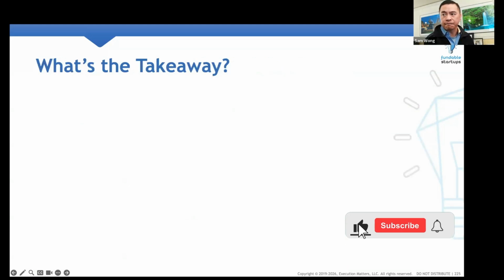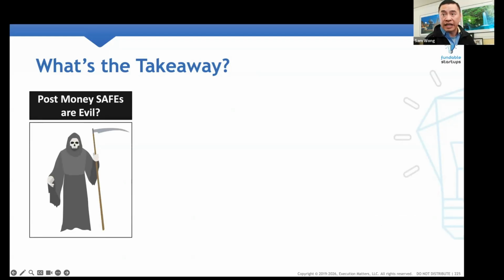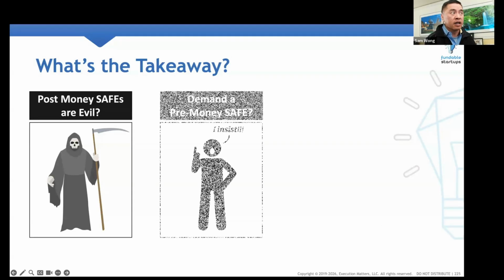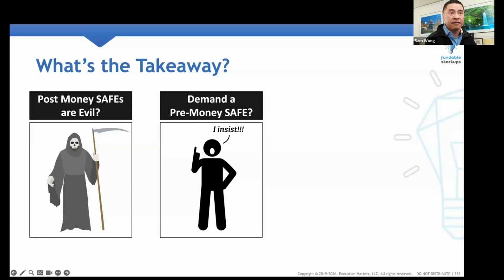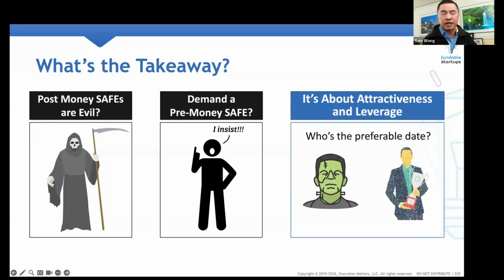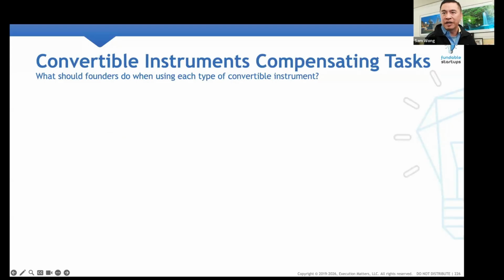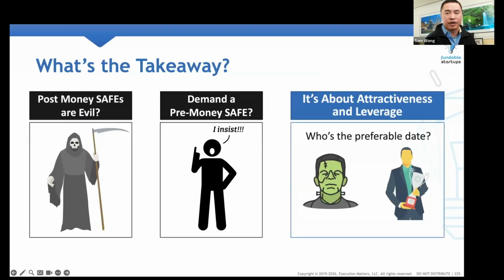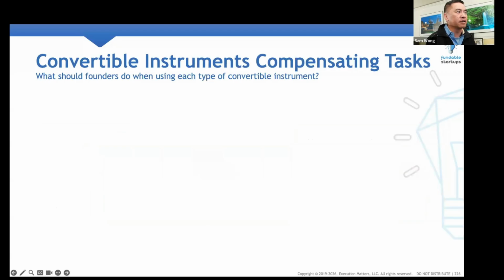So what's the takeaway? Okay. Am I saying post-money safes are evil because they increase founder dilution? Okay. Should you demand a pre-money safe? Well, I don't think so. I'm not trying to say that. What I am trying to highlight, though, is that it's about your attractiveness and your leverage. Okay. Who is the preferable date? Frankenstein on the left, or somebody who looks like they've got their life together on the right. Okay. And when you are more attractive, you are able to actually have more influence.